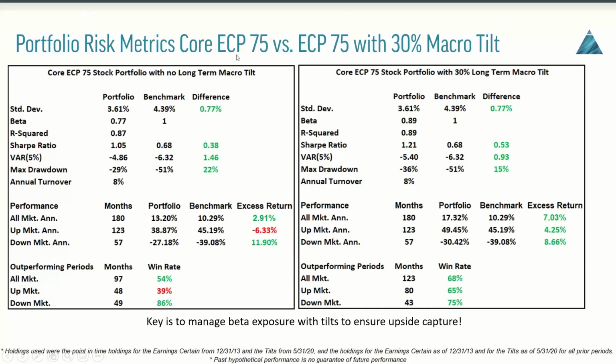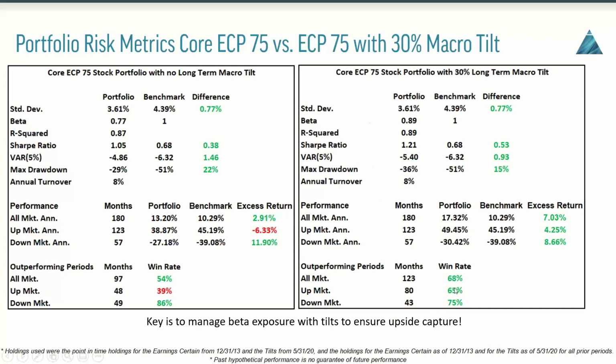So now we're going to actually compare the core ECP 75 stock strategy to the core ECP 75 stock strategy when you apply a 30% macro tilt. So there's basically 6 stocks that we've been using as a macro tilt since 2012. The same 6 stocks, you basically apply 30% of your equity assets in that basket, 70% of the remaining in the ECP 75 stock basket. So if it was $1 million, you'd put 300,000 in the macro tilt, 700,000 in your ECP 75.